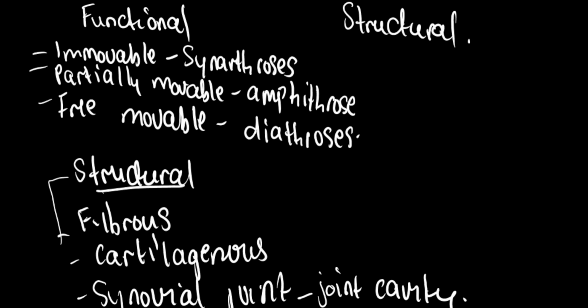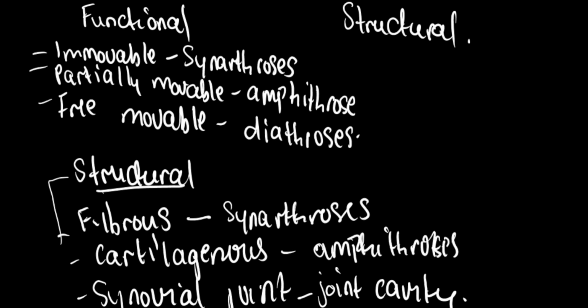synovial joint. Now, we can match the functional joints to the structural joint, and as we would go on to see, fibrous joints are mostly immovable joints, so synarthrosis. Cartilaginous joints are mostly partially movable, so we have amphiarthrosis. And finally, synovial joints are usually freely movable, so this would be diarthrosis. Now, this is not to say that all cartilaginous joints are amphiarthrosis or are partially movable. There are exceptions to this classification, or to the matching of functional to structural.